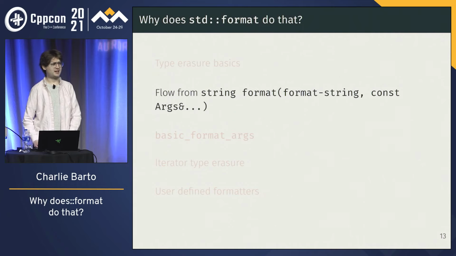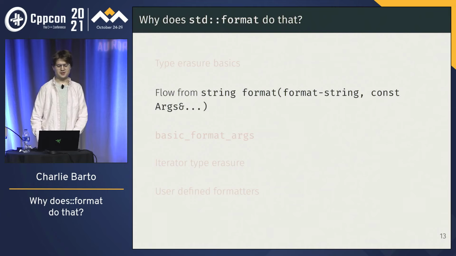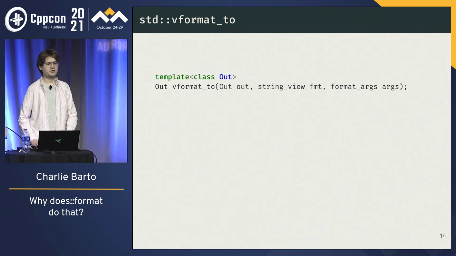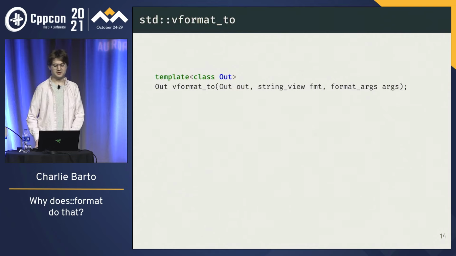So to understand exactly where we use these techniques, we need to understand a little bit of what happens when you call format. There's a bunch of std format functions in the standard. They're all implemented in terms of vformat too. There's also wide versions of all these functions. In this talk, I'm ignoring them, and I've removed a lot of character type parameters for brevity. But if you want to do wide strings, that's fine, it works.